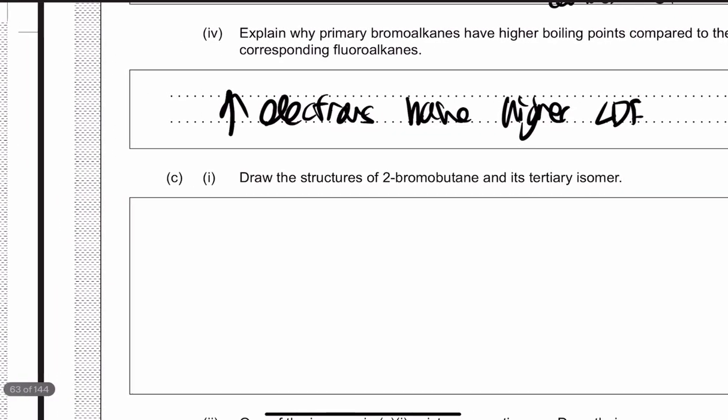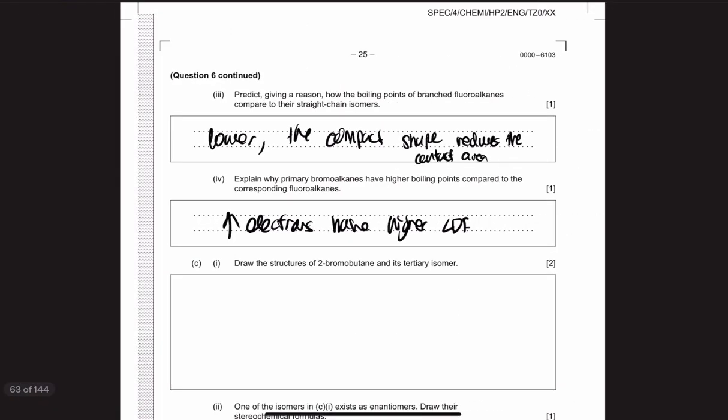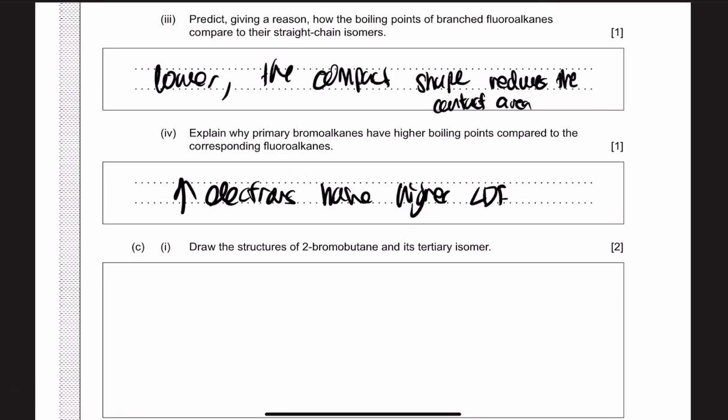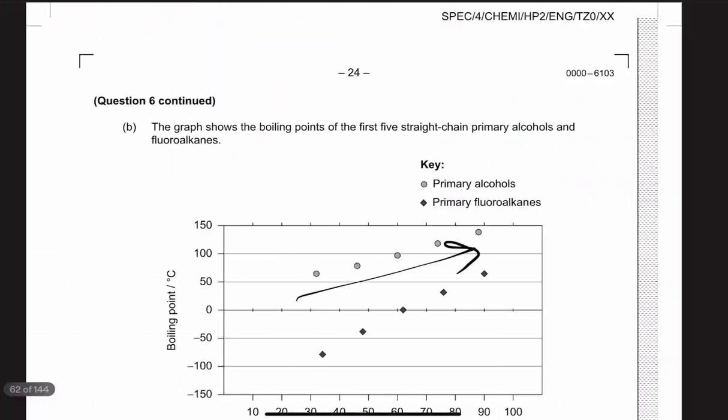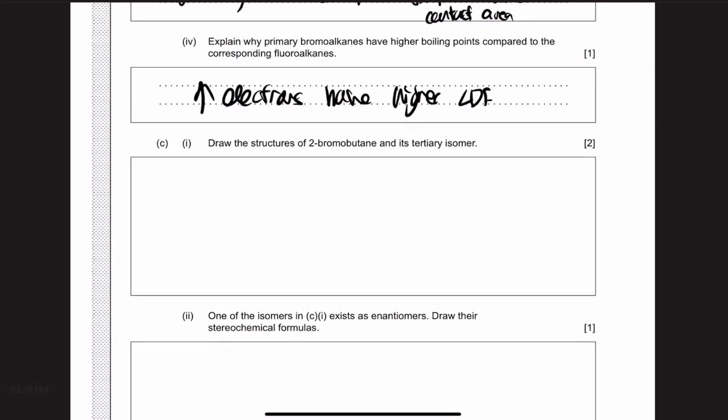Primary bromoalkanes have higher... Yeah, I'm pretty sure it's just higher. More electrons means higher LDF, and you find out about more electrons by just looking at the formula mass. Pretty simple question, honestly. We'll draw the structures of 2-bromobutane and its tertiary isomer.